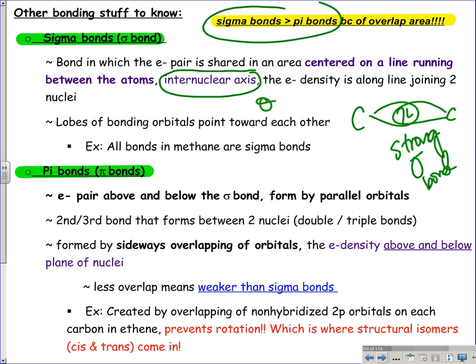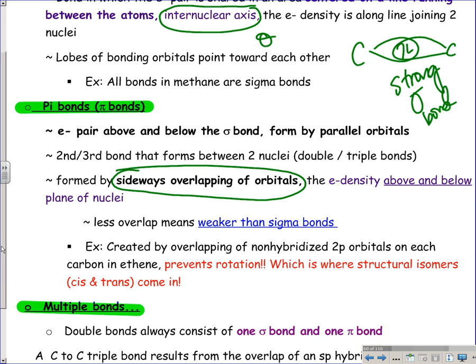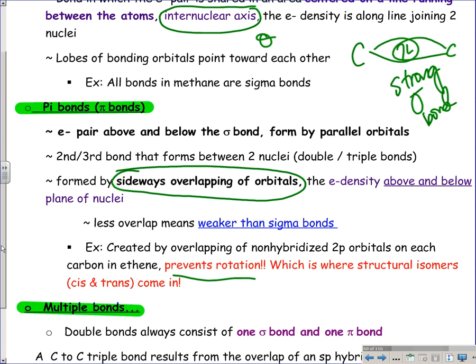Pi bonds are formed by sideways overlap of orbitals, so the electron densities are on top and on bottom, not between the two atoms. It prevents rotation, I talked about that. I think I said this stuff, but you've got it written down so that you can highlight and do what you've got to do with it.